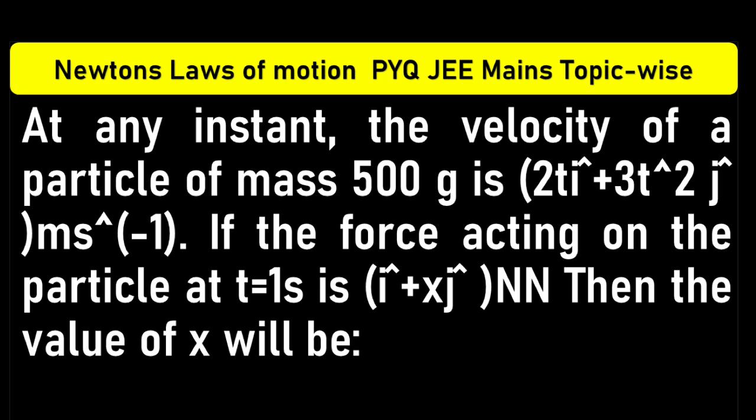At any instant, the velocity of a particle of mass 500 gram is 2t i cap plus 3t square. If the force at t equal to 1 second is i plus xj, then okay. So what are we given? We've been given velocity, we've been given mass, and we've been given time and force. So which equation can you make use of? So F is equal to ma, right? Yes.